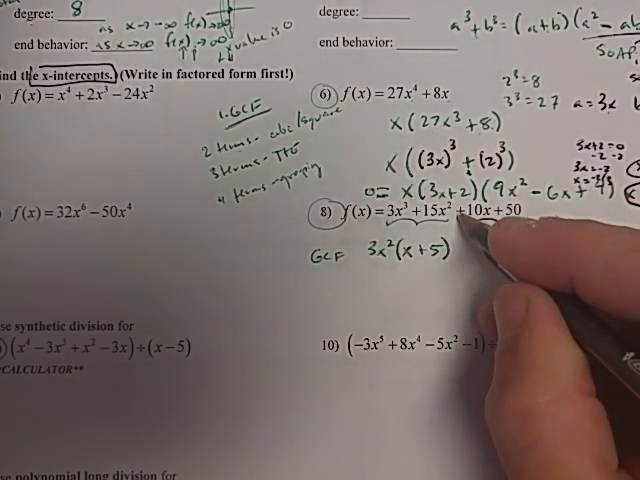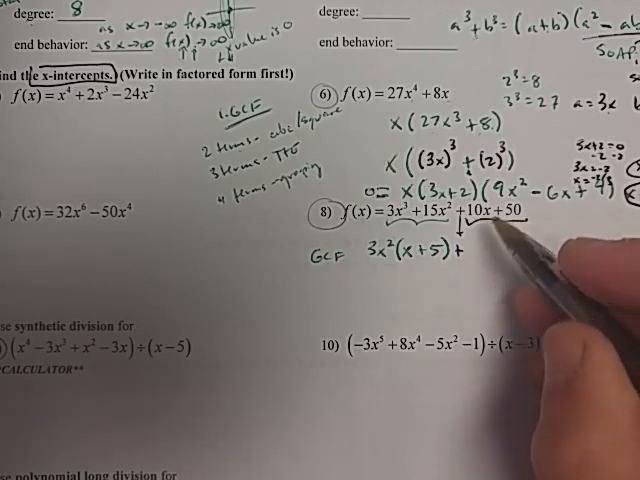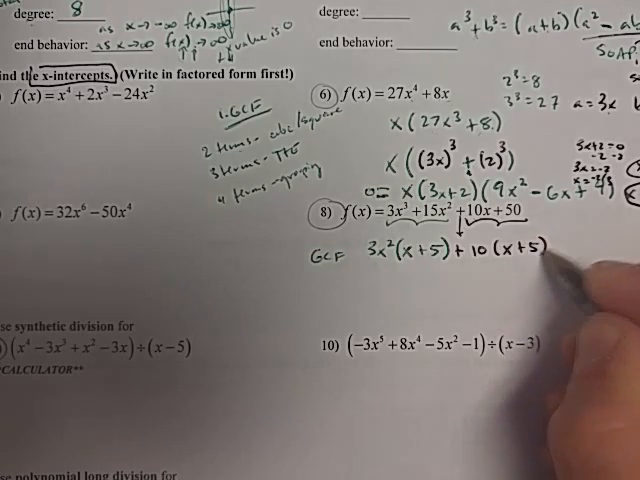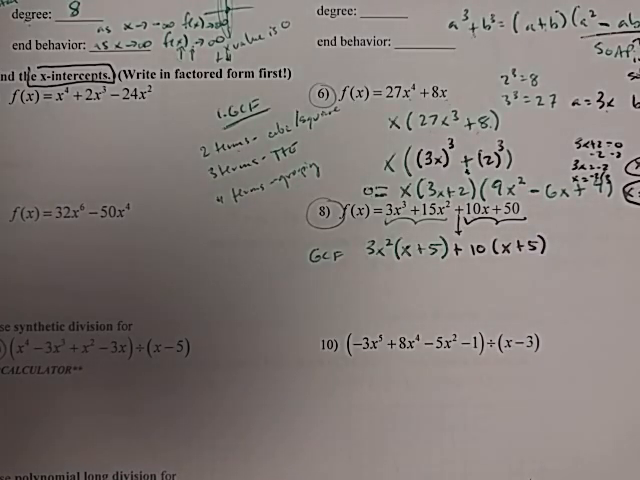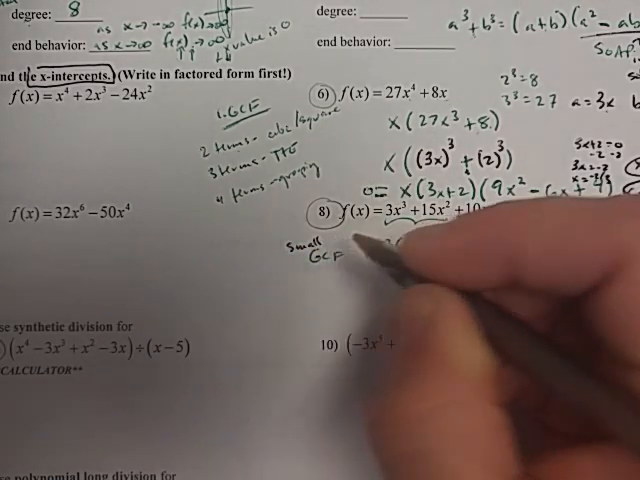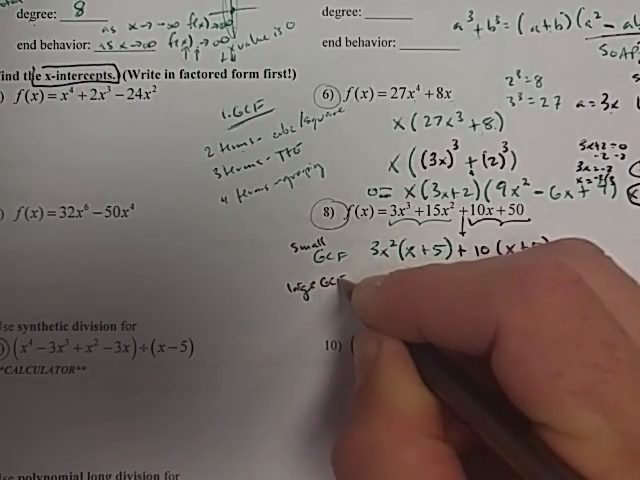I'm going to bring down this plus sign, and then I'm going to factor out the GCF right here, which looks like it'll be 10, which leaves me here with x plus 5. So that's the first step of factoring by grouping, is little GCFs, small GCFs.